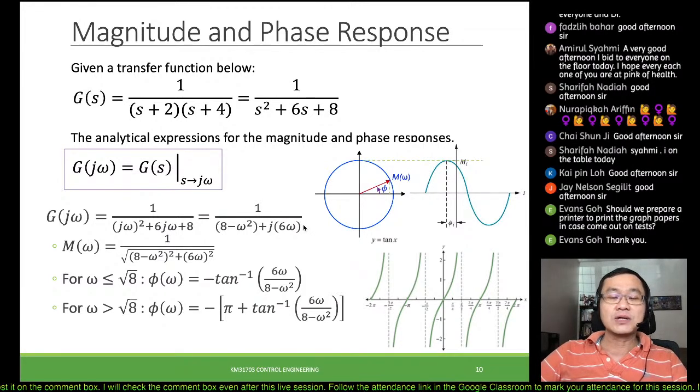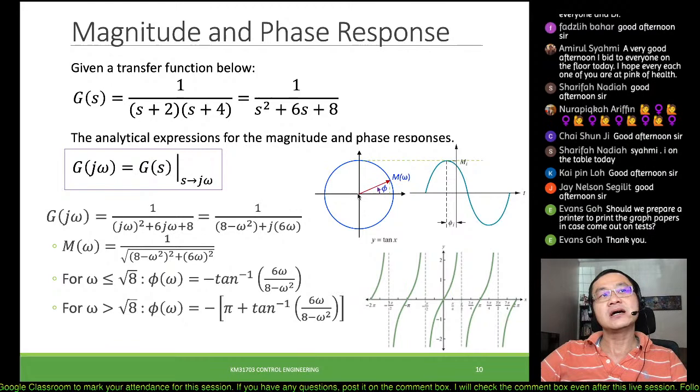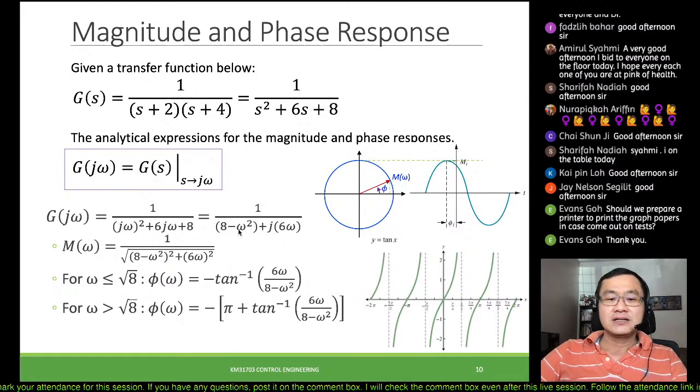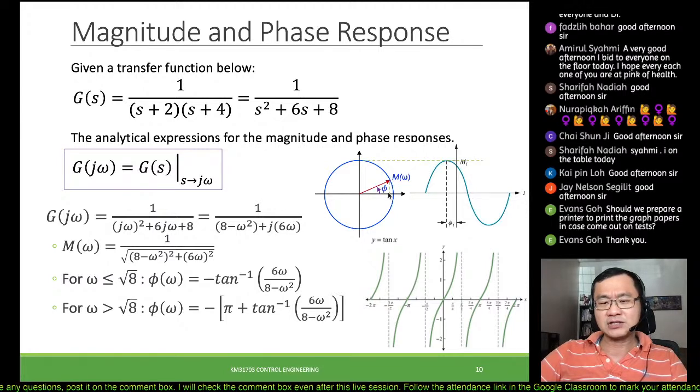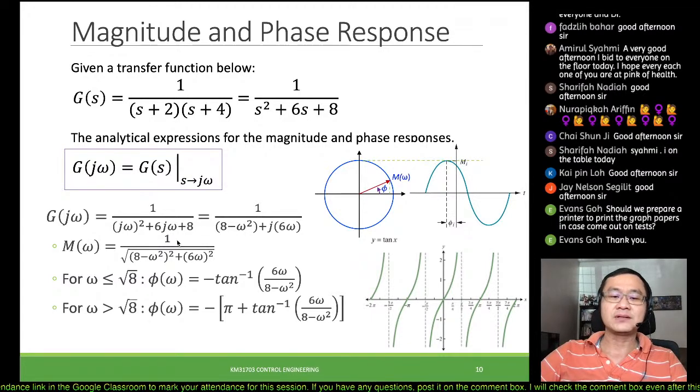Once we have these two parts, now we can start to plot for the magnitude. The magnitude is basically the length, which is the Pythagoras length of the imaginary part as well as the real axis part. So you can obtain the magnitude M, which will be given as such.